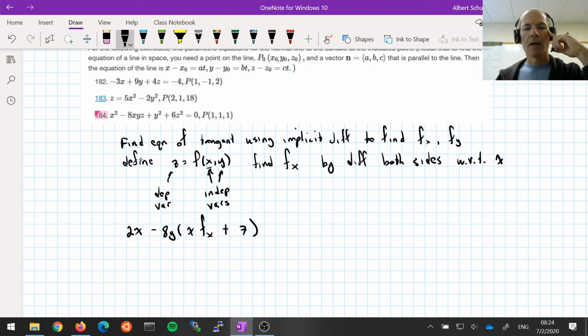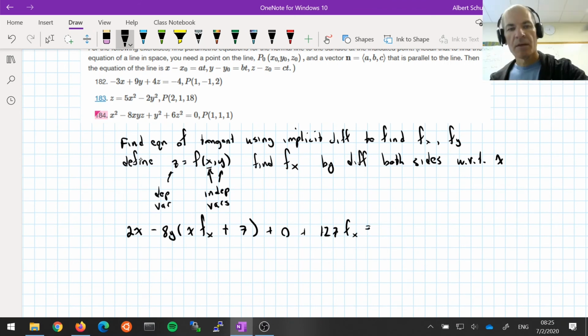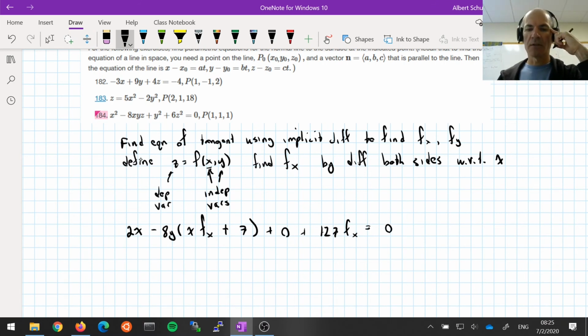Okay? That takes care of the 8xyz term. Let's look at y squared. We're differentiating y squared, an independent variable, with respect to x, we get 0. And then last, we get 12z f sub x. What's f sub x? It's the derivative of z with respect to x. On the right-hand side, we have 0, and the derivative of 0 with respect to x is 0.